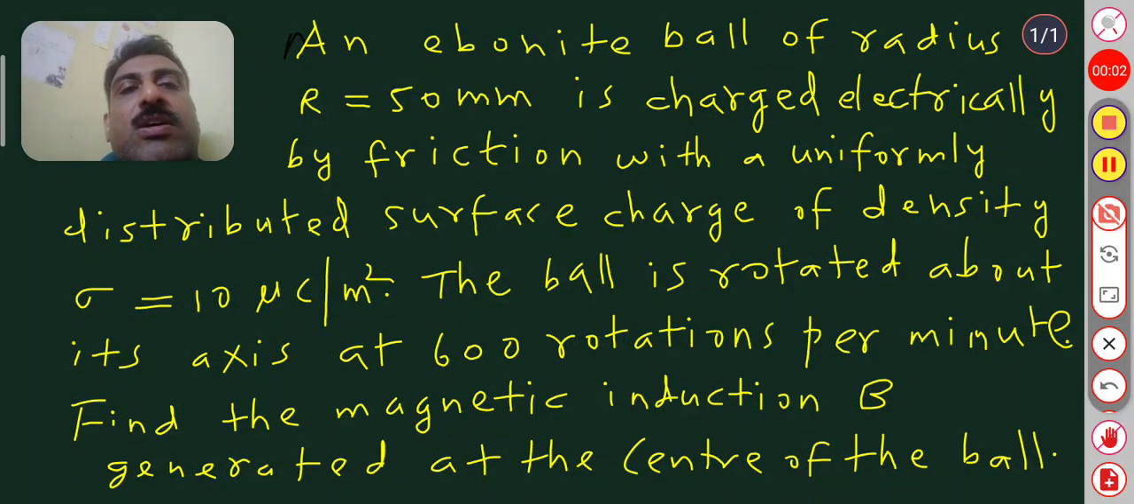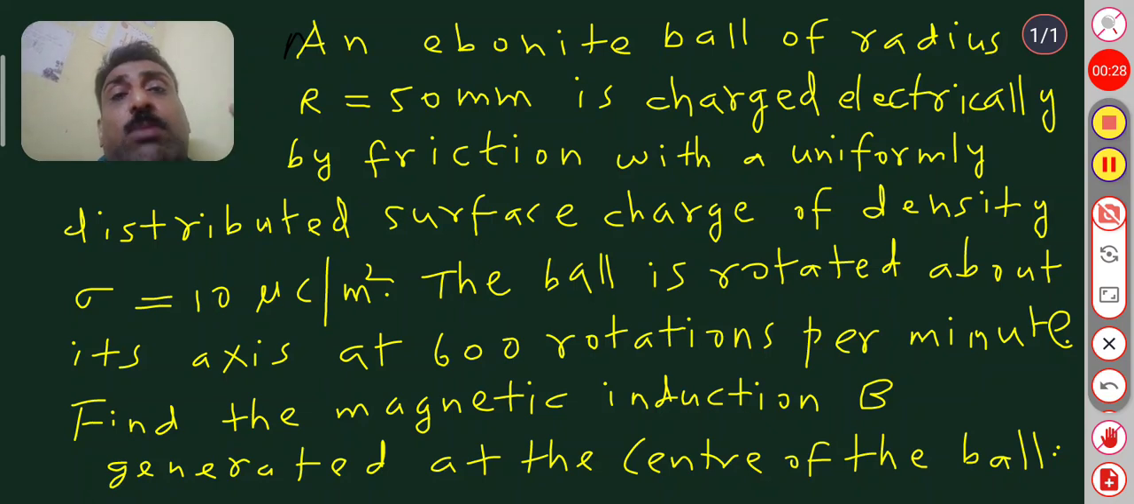Now let us see this problem. An ebonite ball of radius 50 millimeter is charged electrically by friction with a uniformly distributed surface charge of density sigma is equal to 10 microcoulomb per meter square. The ball is rotated about its axis at 600 rotations per minute. Find the magnetic induction generated at the center of the ball.